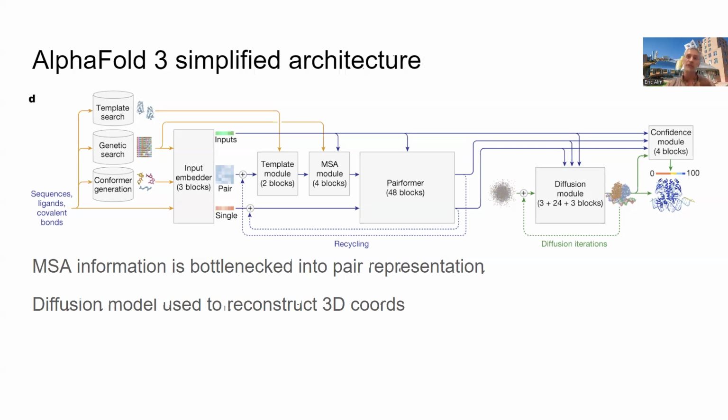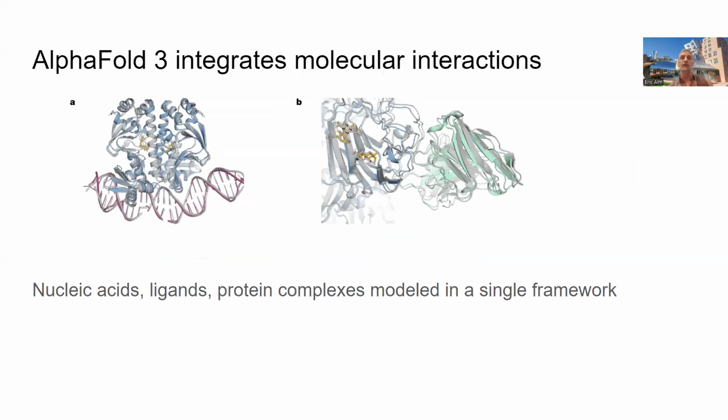But because they were able to put all of the relevant information in this pair representation matrix, they were able to put information from other types of atoms in. And so AlphaFold 3 really integrates protein structure, protein-protein interactions, protein-DNA interactions, and even interactions between proteins and ligands.